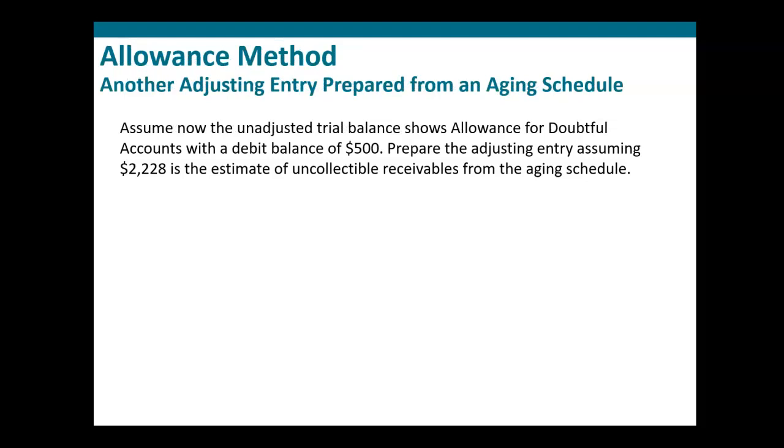Assume differently that the allowance for doubtful accounts had a debit balance, and we wanted to end up with $2,228 after the adjustment. In this case, the adjusting entry would have to be more than the balance, because we have to overcome that $500 debit balance. Assuming that there's a debit balance in the allowance for doubtful accounts account of $500, then the adjustment would have to be $500 plus $2,228 in this case.